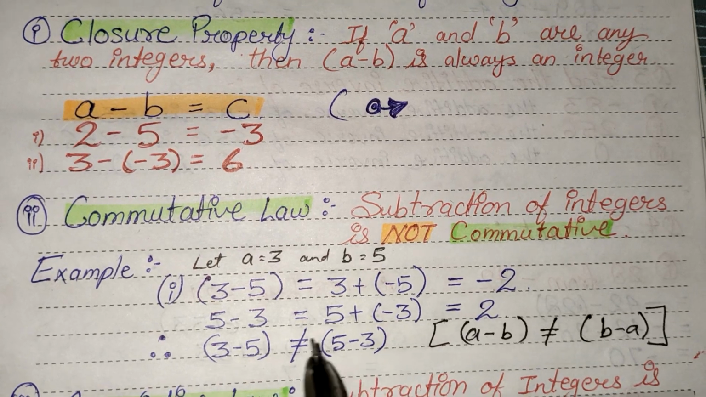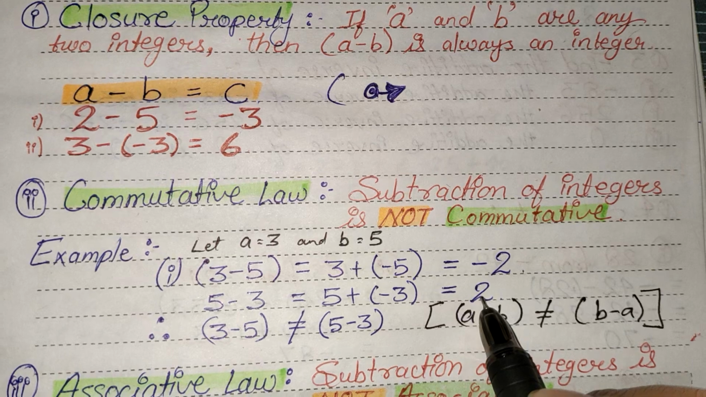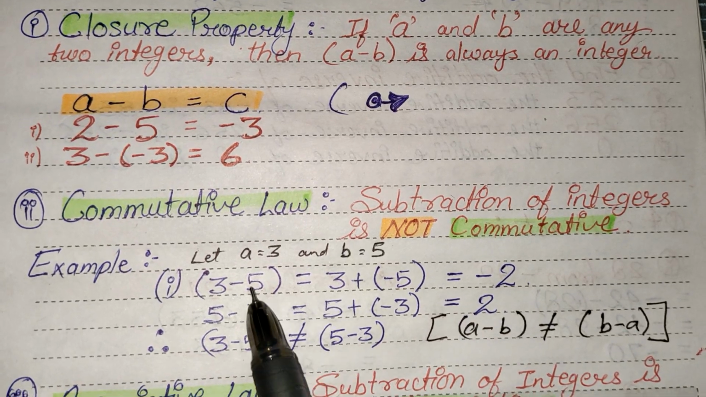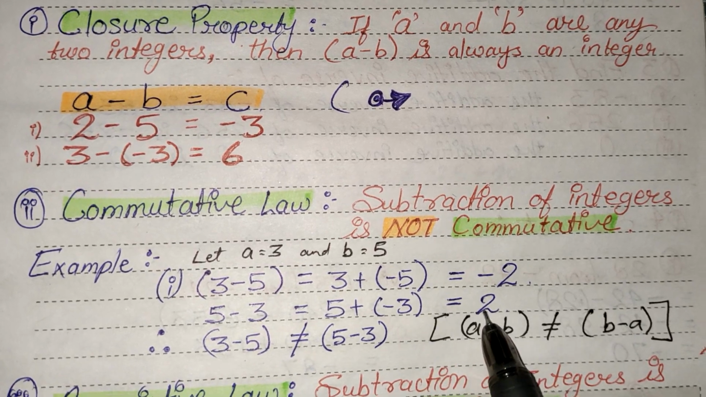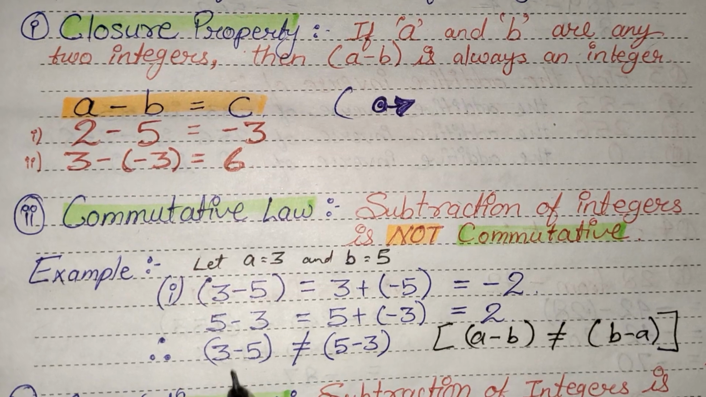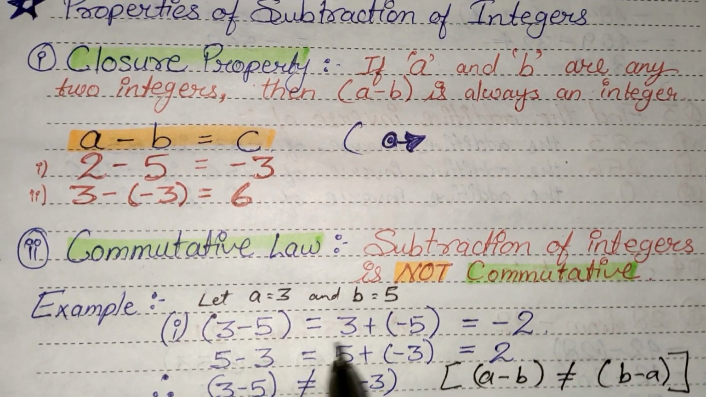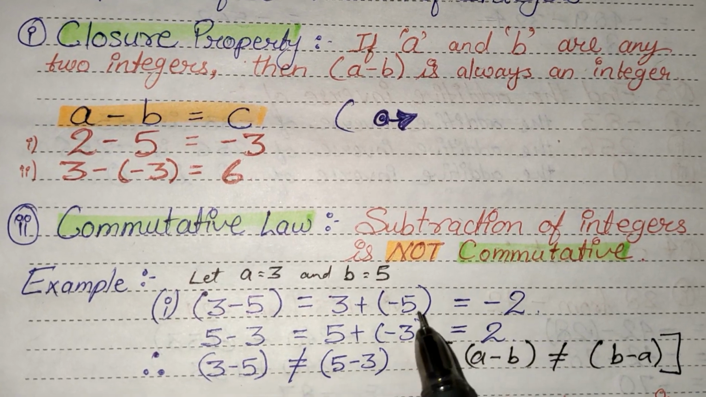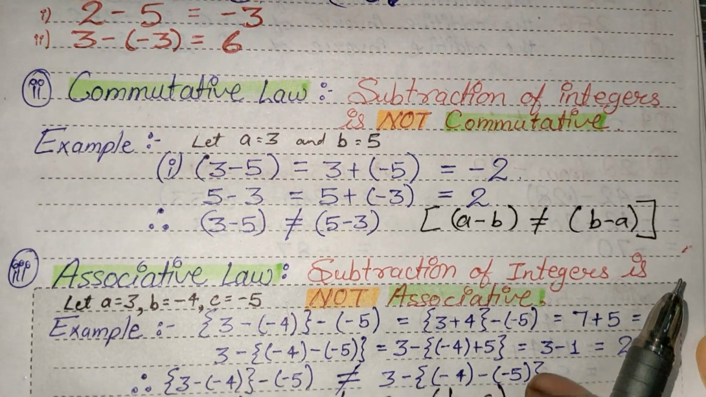Now b minus a, reverse it. b minus a we have plus 2. Now in a minus b we have minus 2, in b minus a we have plus 2. So clearly here we can see that a minus b is not equal to b minus a, so subtraction of integers is not commutative. Now third is associative.